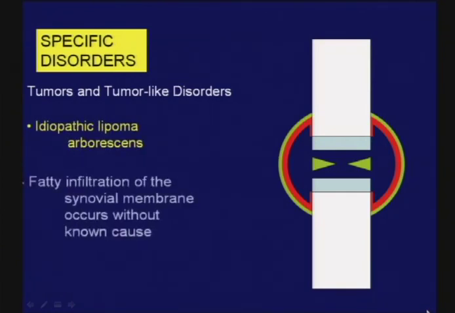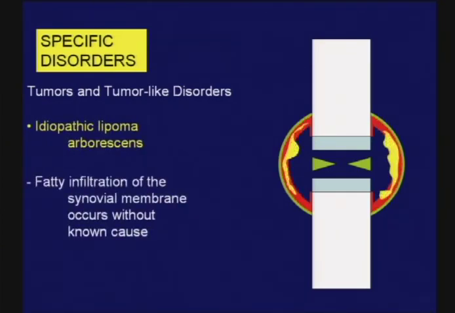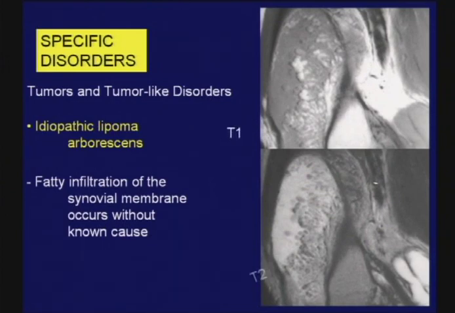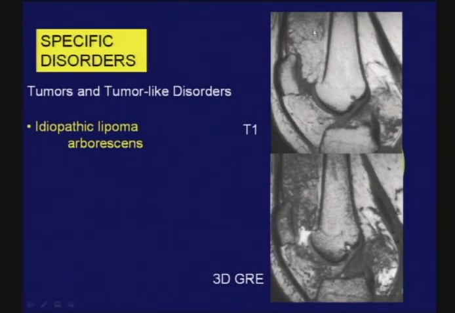Idiopathic lipoma arborescens is an uncommon disorder typically seen in the knee. Diffuse fatty infiltration of the synovial membrane occurs, well displayed on MR imaging because of really the typical signal intensity of fat here in the synovial membrane. Idiopathic lipoma arborescens. Another example, on T1, we can see all of this fatty tissue, and when we go to gradient echo imaging, clearly this is fatty.